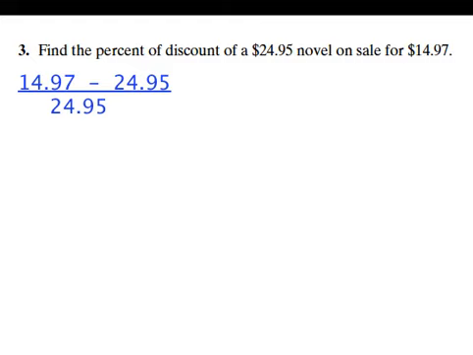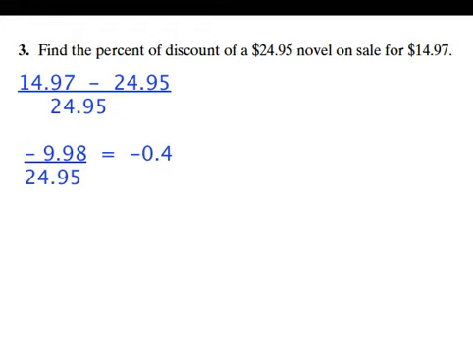The first step is to set the problem up properly. The new amount is $14.97. The old amount is $24.95. So we have $14.97 minus $24.95 divided by $24.95. $14.97 minus $24.95 is negative $9.98. So we take negative 9.98 and divide by $24.95, and we get negative 0.4.